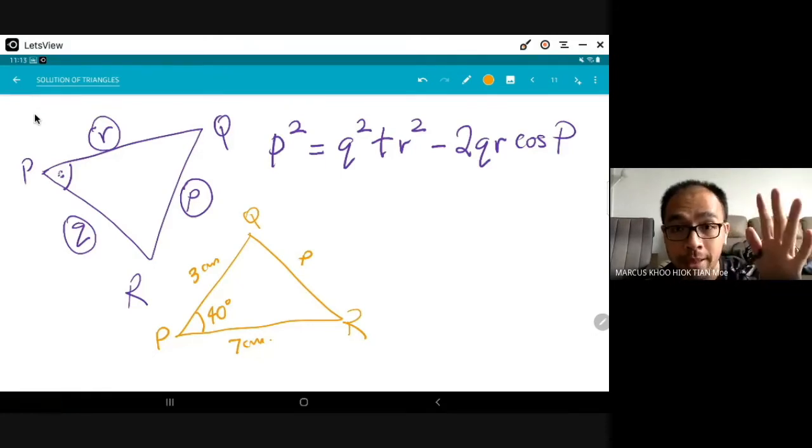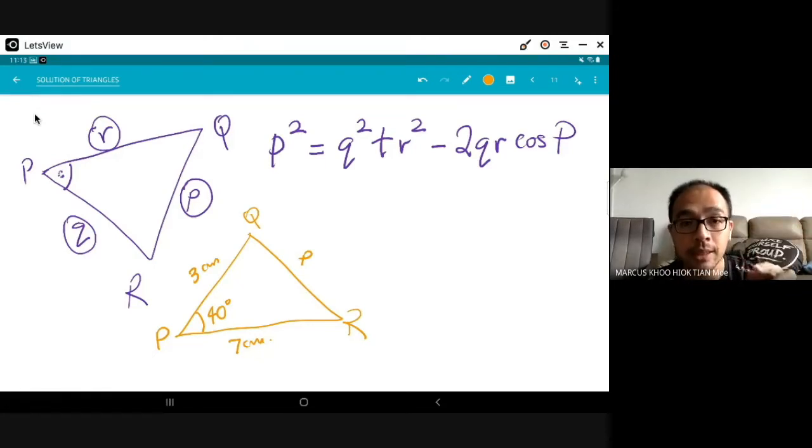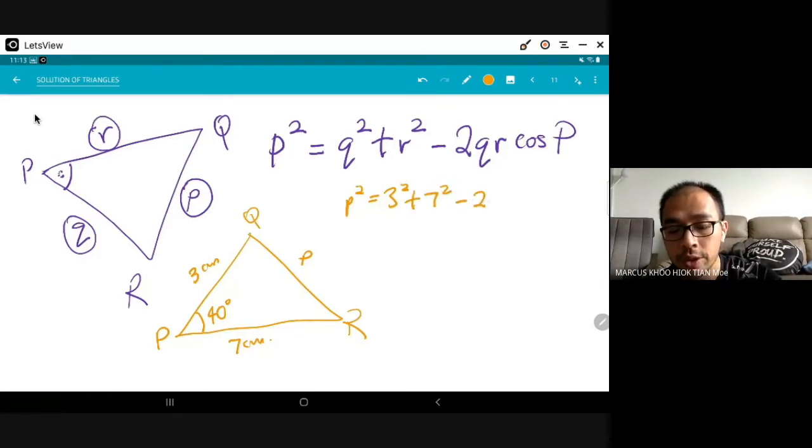Okay, look at the pattern. The pattern is you are given two sides and the angle in between the two sides. You want to find the other side. So P squared equals 3 squared plus 7 squared minus 2 times 3 times 7 times cos 40.